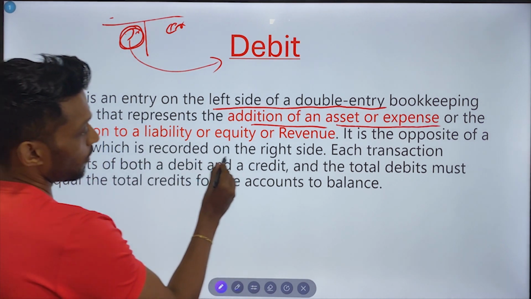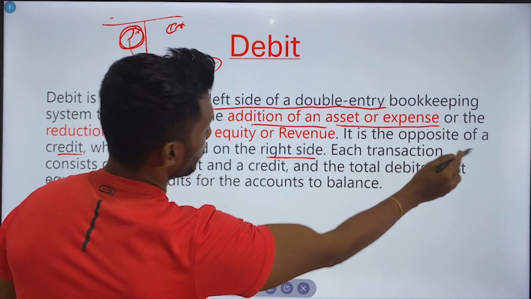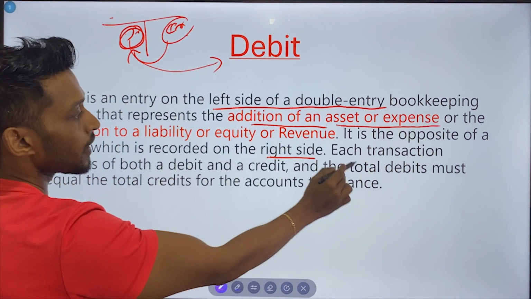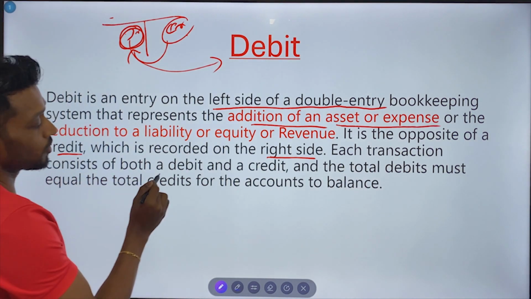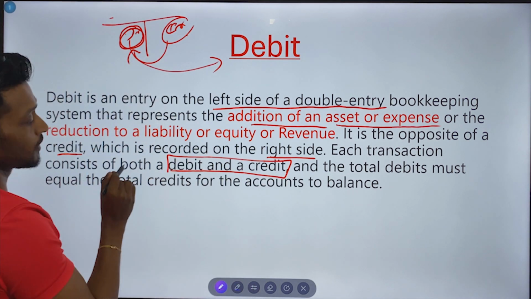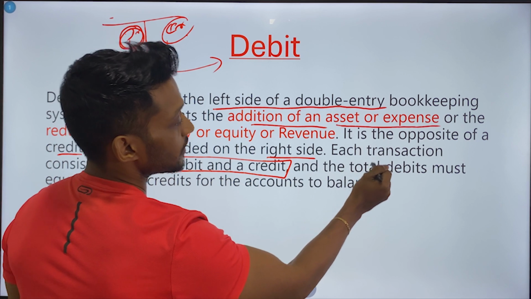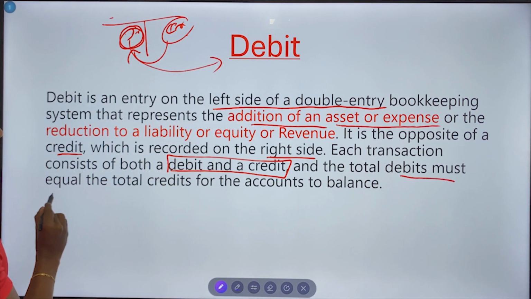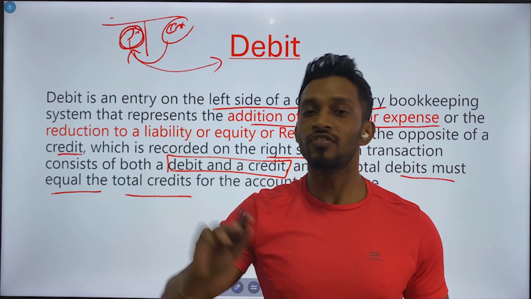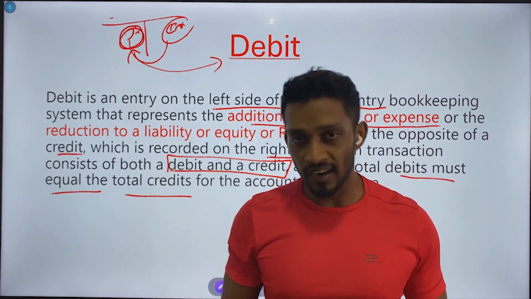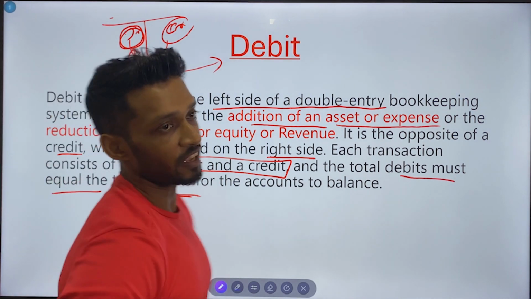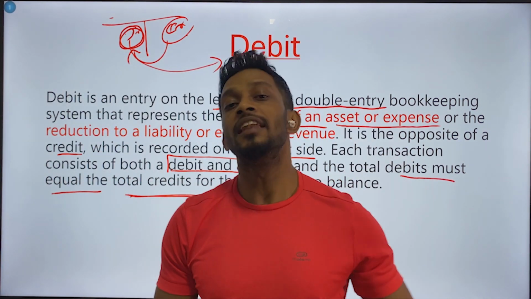Credit is recorded on the right side, which means the opposite side of the debit. Each transaction consists of both a debit and a credit. This is a must. Each transaction consists of both debit and credit, and the total debit must equal the total credit. Keep that golden rule. If there is any debit, there must be a credit, and total debits must equal total credits. If not, your accounts are incomplete.